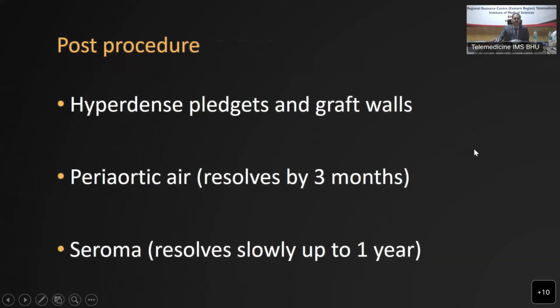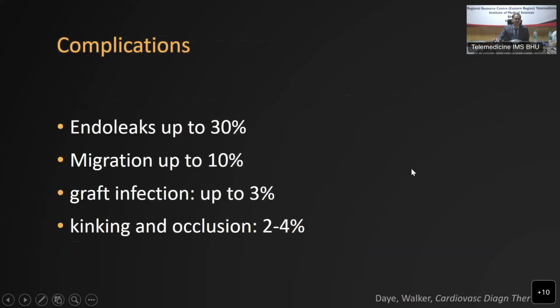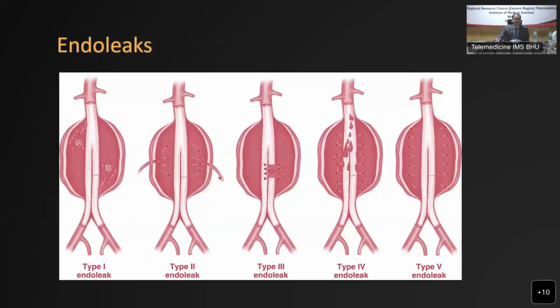All right, so I mentioned many of these things already. In the setting of post-procedure, we look for hyperdense plaques and graft walls, periaortic air, which can resolve by 3 months, and seroma that can resolve slowly up to 1 year. Endoleak, I will show you examples of that. You can also have migration of the stent, graft infection, kinking, and occlusion.